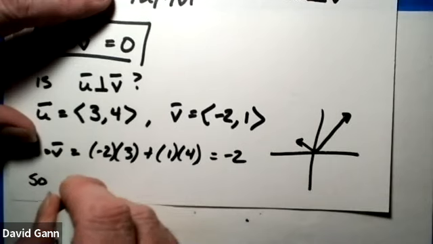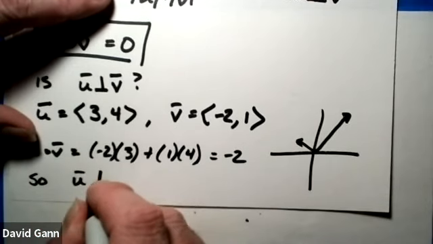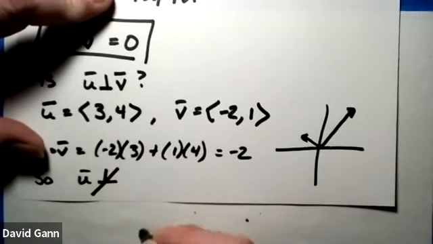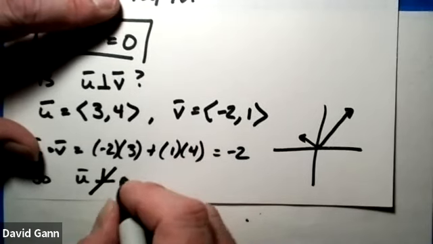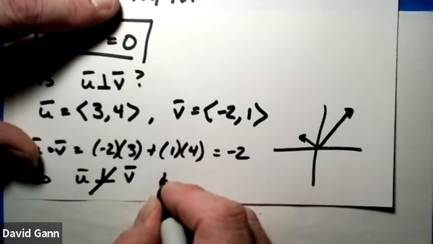So U, and there's a way to write this with like a slash, which is kind of weird when I've got a thick marker like this. But another way to say it is, they are not orthogonal.